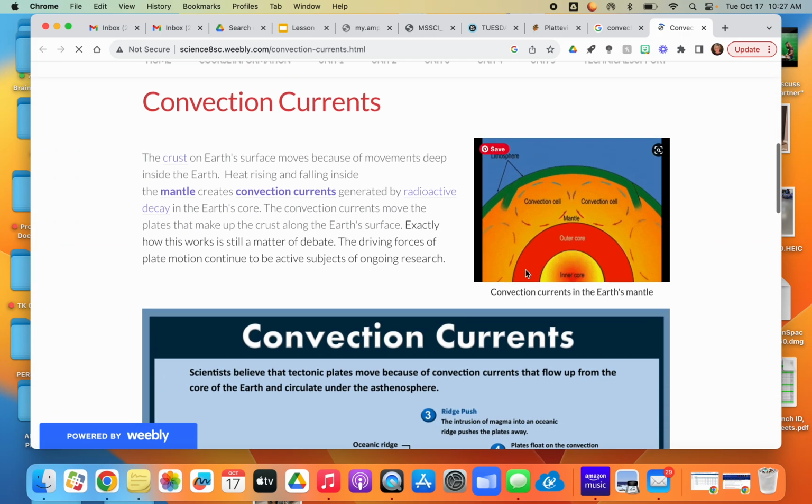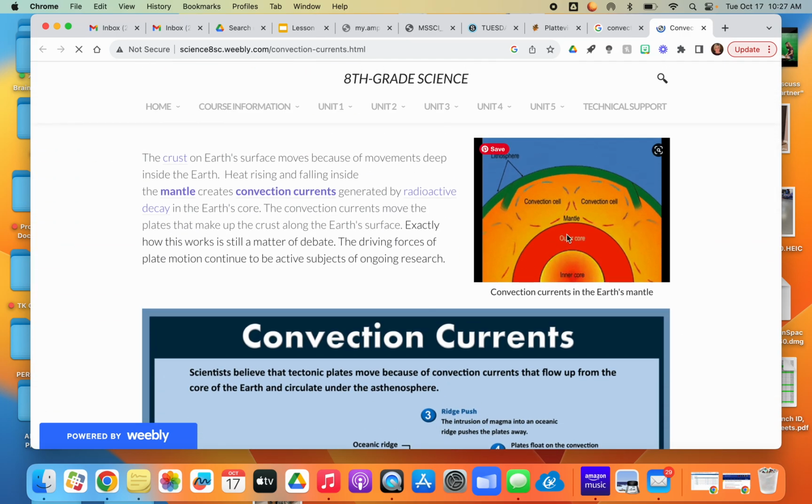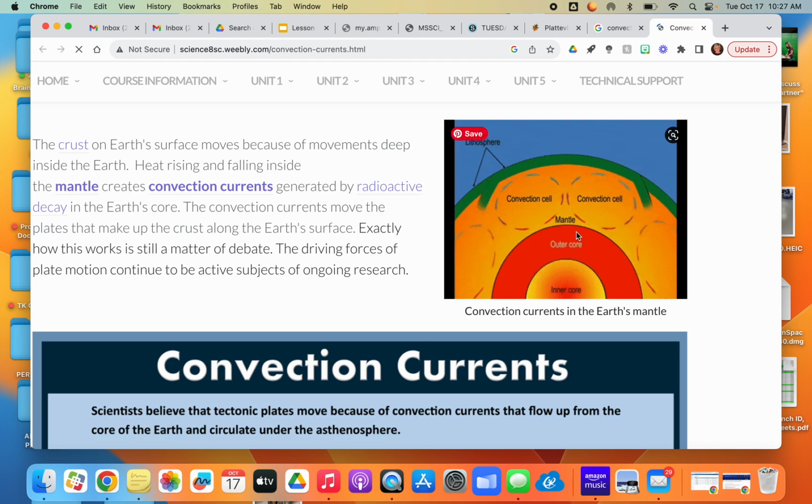So the convection current, look at what's happening here. The green part right here is the crust. It's labeled the lithosphere because that's the very fancy geological term for the crust. And then below that is the mantle. And below the mantle, you've got the outer core and the inner core.